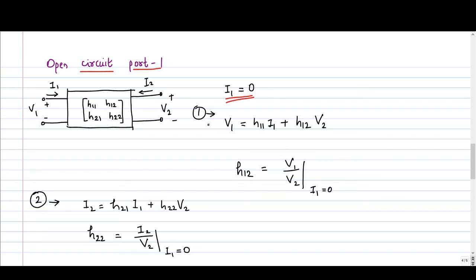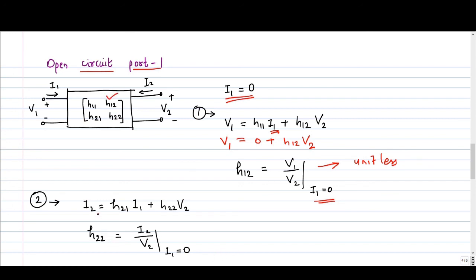So I have rewritten equation 1 here. V1 is equal to H11 I1 plus H12 V2. So if I1 is set to 0 in this equation, this becomes 0 plus H12 V2. So V1 is equal to H12 V2. If I rewrite it, H12 is equal to V1 by V2 with this condition I1 is equal to 0. So what is the unit? It is a ratio of two voltages. So this is unitless. So we got H12.